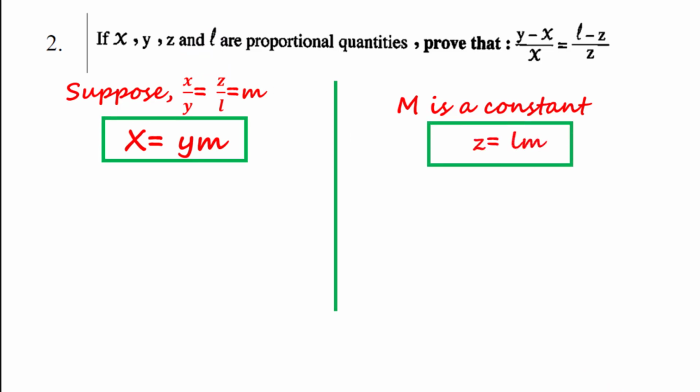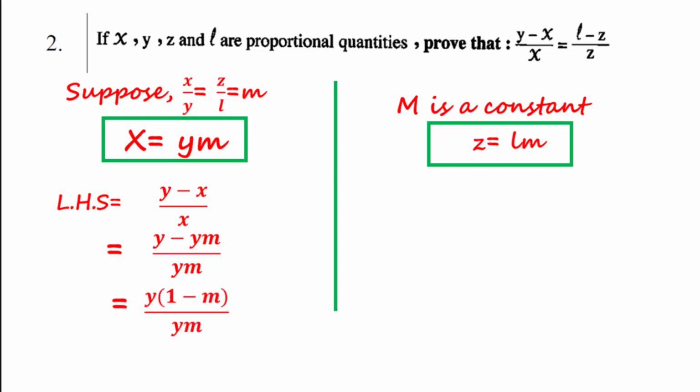Now take the left hand side, which is y minus x over x. We can replace x with ym. We can say y minus ym over ym. Now we have a common factor, which is y. So take y as a common factor, the remaining will be 1 minus m. Now cancel the common factor y. We will get 1 minus m over m. This is the left hand side.